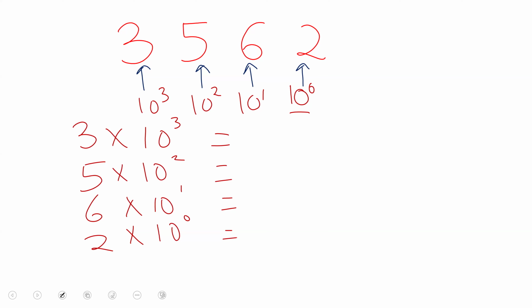Cynthia says that 3 times 10 to the power of 3 is equal to 3,000. Very good.